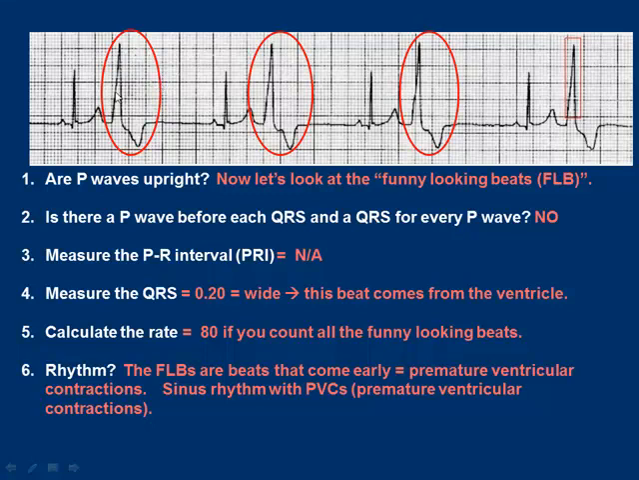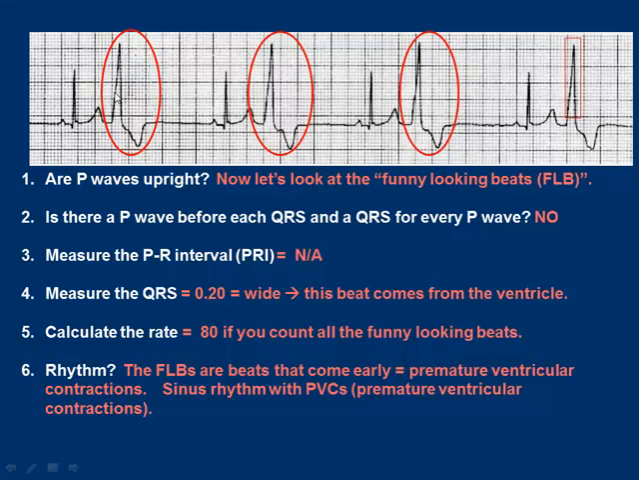But notice, this beat came early. So the normal beat should have hit here, but instead this funny looking beat came very early or very soon after our normal beat. Now think about a baby. A baby that arrives before its due date is called premature.